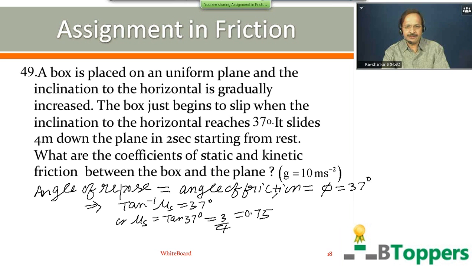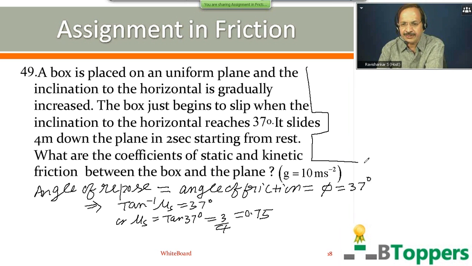To find the coefficient of sliding friction between the block and the rough inclined plane, you have to know the acceleration. So given that the block slides down the rough inclined plane a distance of 4 meters in 2 seconds, starting from rest. That means it covers a displacement s equal to 4 meters in a time interval t equal to 2 seconds starting from rest.